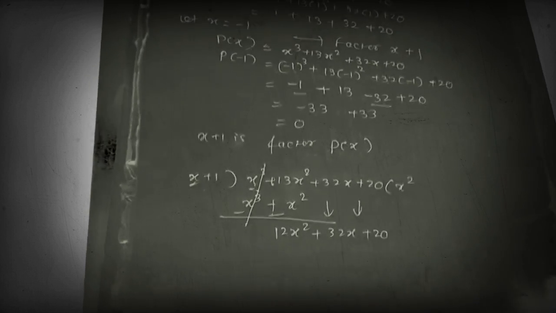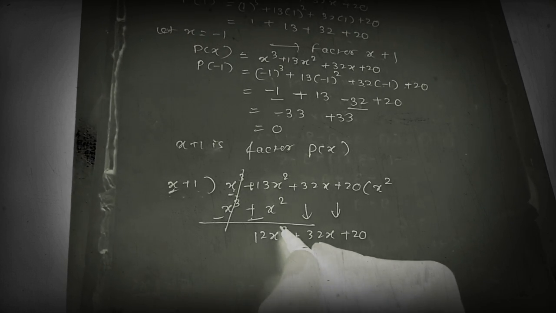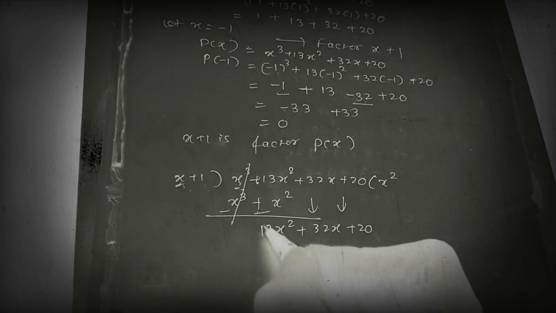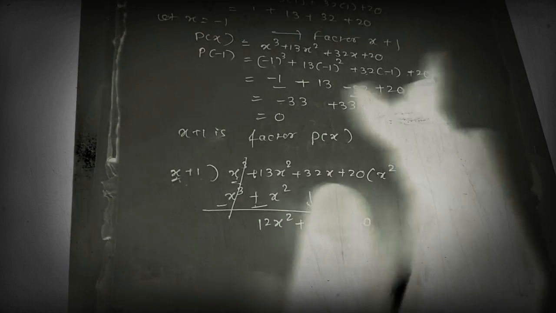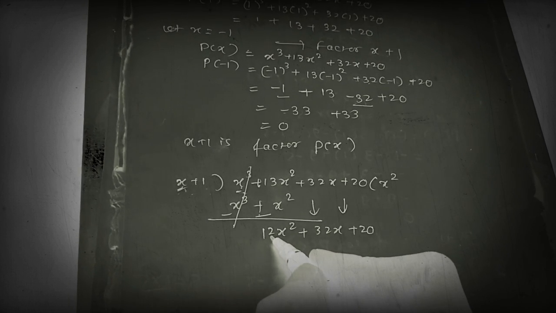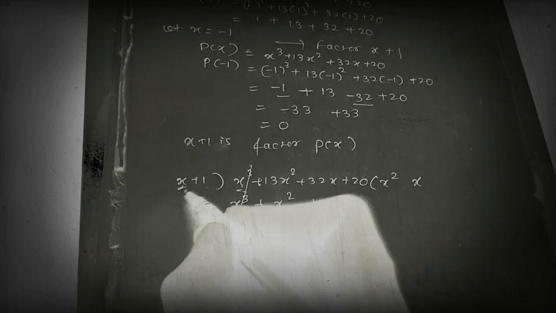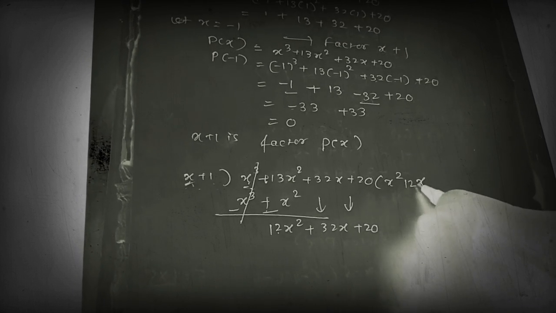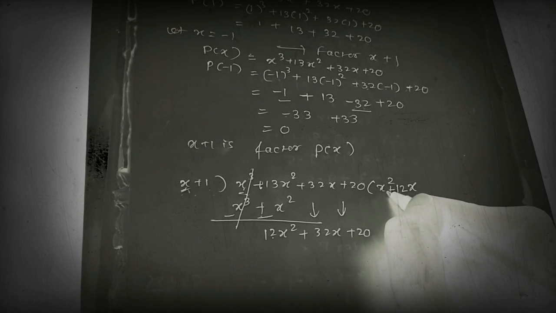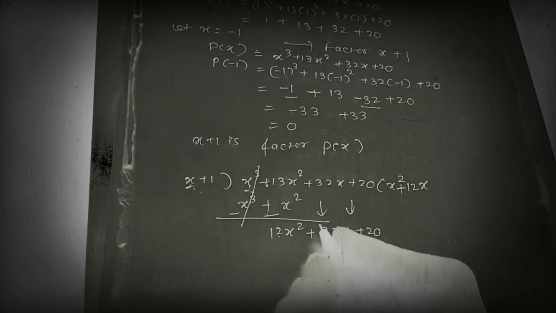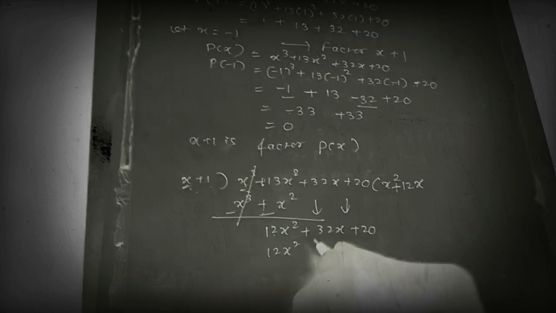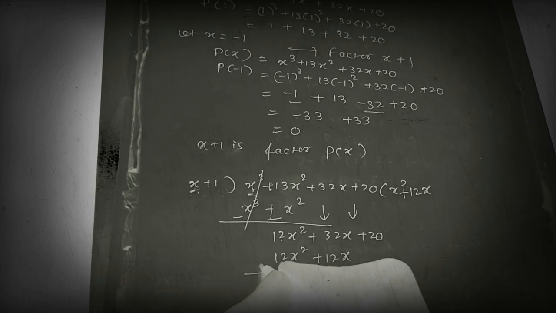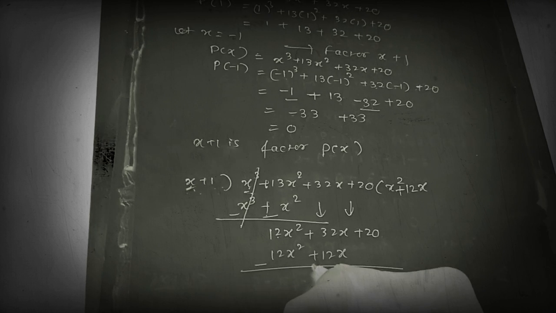Next, you have to get 12x square from this x. Both have a plus sign, so don't think about the sign. We have to multiply this with x to get x square, and to get 12 you have to multiply with 12x. So x into 12x is 12x square, 1 into 12x is 12x. Next, change the sign. This plus will be minus, plus will be minus.